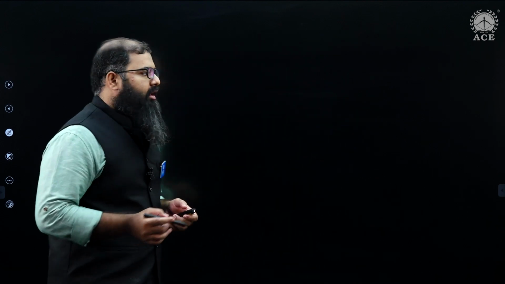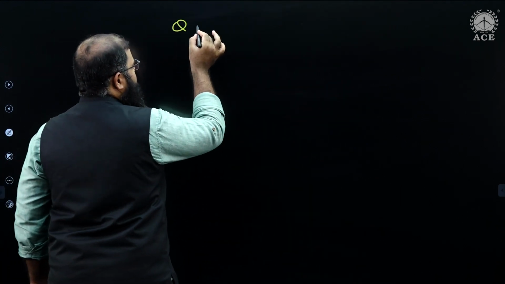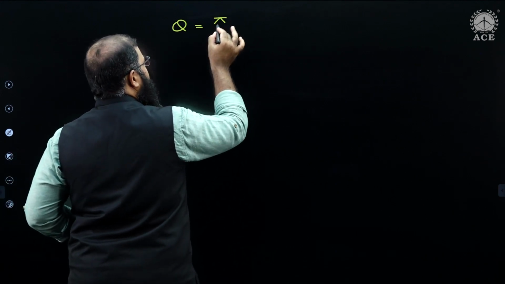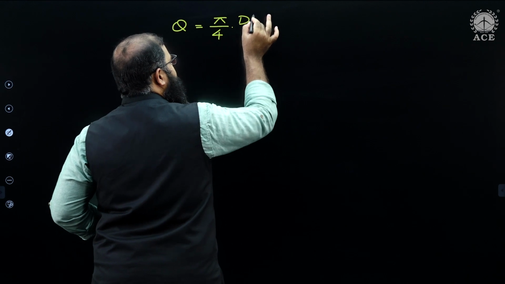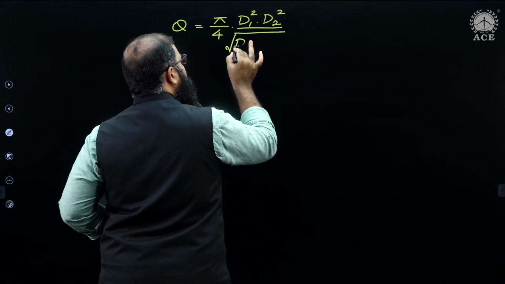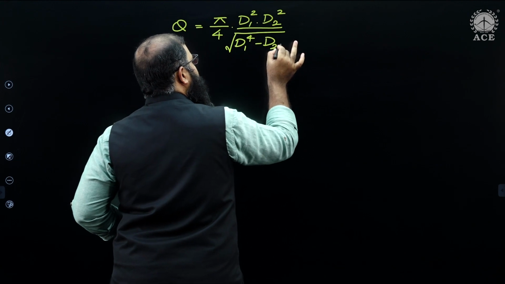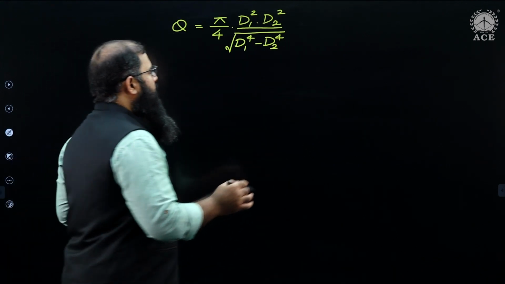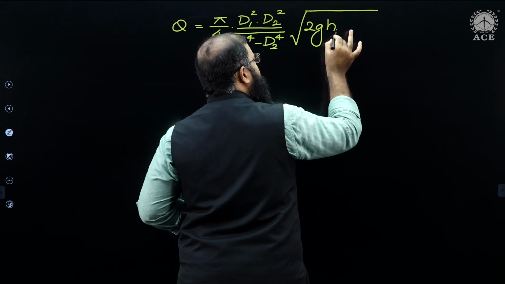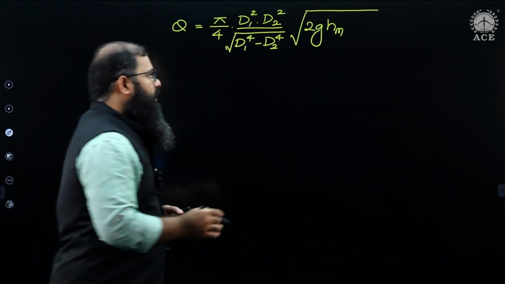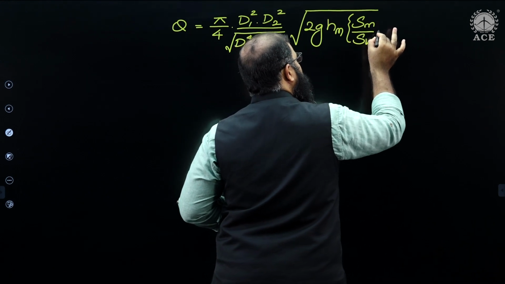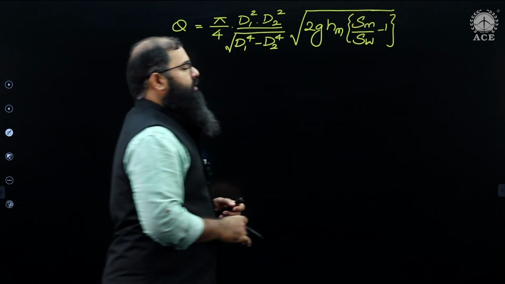I can start with the formula. The formula for discharge, Q, which is theoretical and actual, both the same in this particular case. So I'll write Q is equal to pi by 4, D1 square into D2 square upon root over of D1 power 4 minus D2 power 4, multiplied to root over of 2G into manometric deflection HM multiplied to SM by SW minus 1. This happens to be the formula.